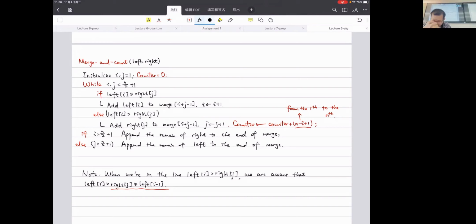So I guess this basically finishes the discussion, a very particular point about how we actually run this algorithm and count the number of inversions, basically by this argument, actually this observation that we made. So is this clear to you?